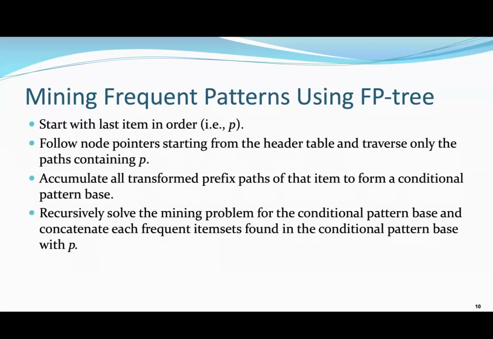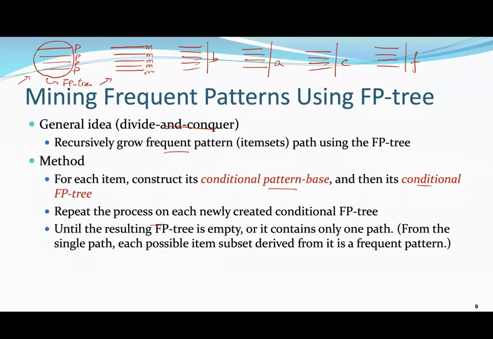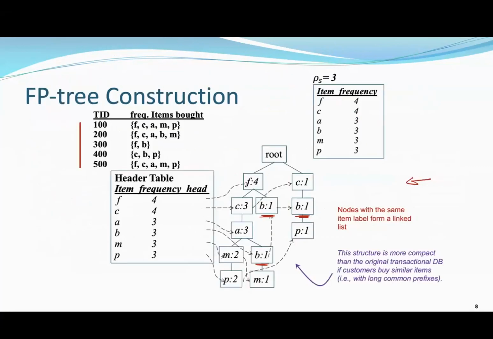All right. So previously, I said that, well, we are dividing the problem into 6 subproblems. Why 6 subproblems? Because we have 6 items, right? F, C, A, and P. And we want to solve each one at a time. So we start with the least popular item, let's say P. So now our objective is to figure out all the frequent patterns that end with a P. So when we say conditional FP tree, the condition is that all of these patterns end with a P. All right. So how do we do it?